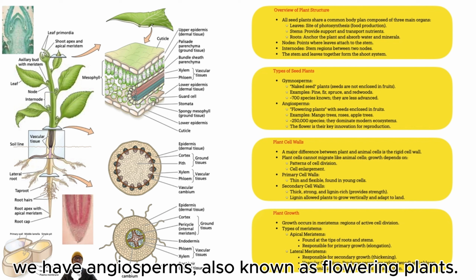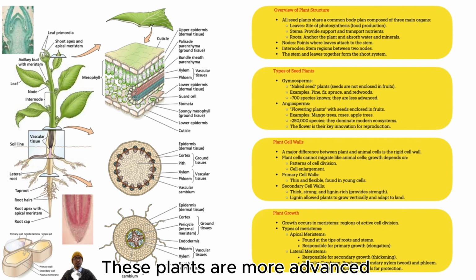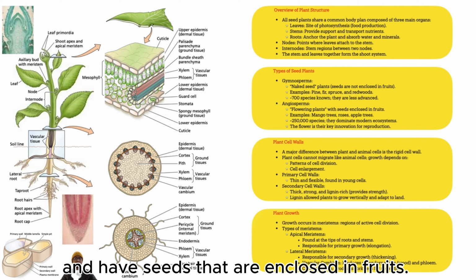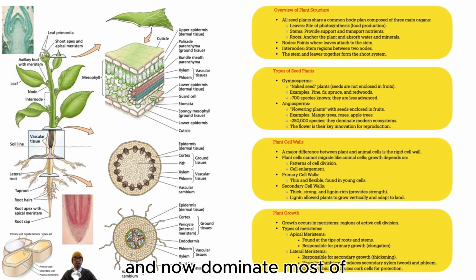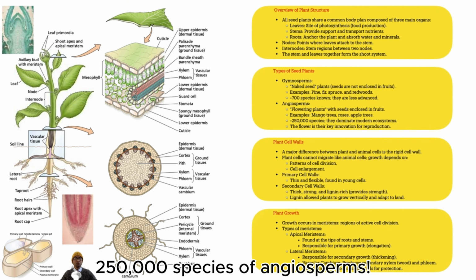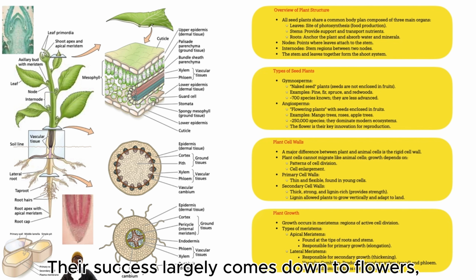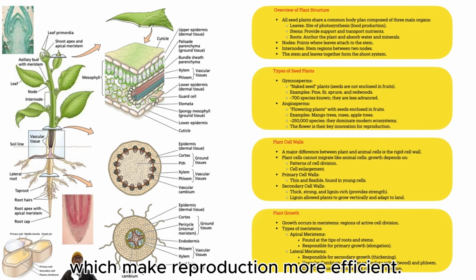On the other hand, we have angiosperms, also known as flowering plants. These plants are more advanced and have seeds that are enclosed in fruits. They first appeared about 100 million years ago and now dominate most of the landscapes you see today. Want another fun fact? There are around 250,000 species of angiosperms. Their success largely comes down to flowers, which make reproduction more efficient.